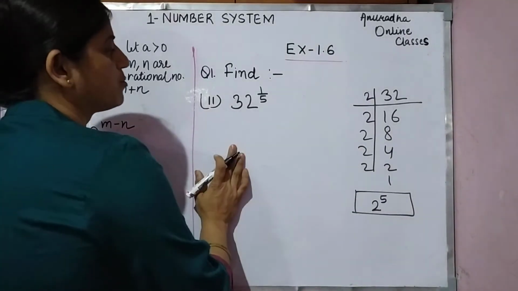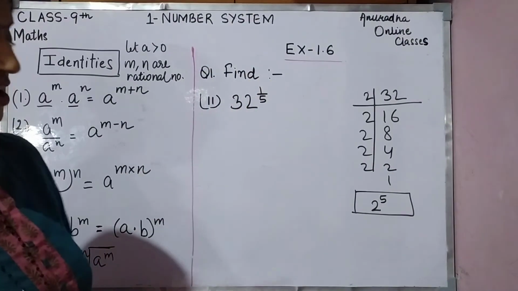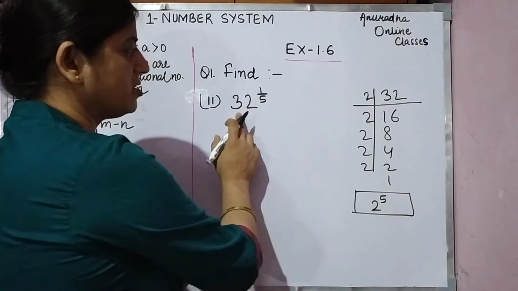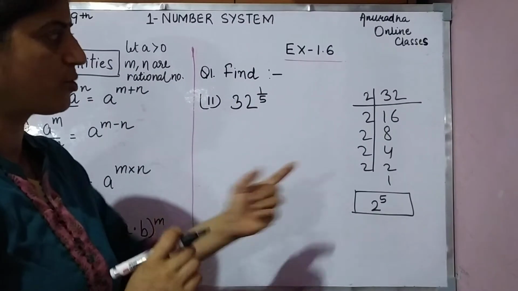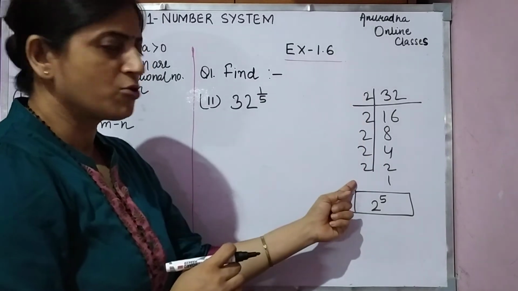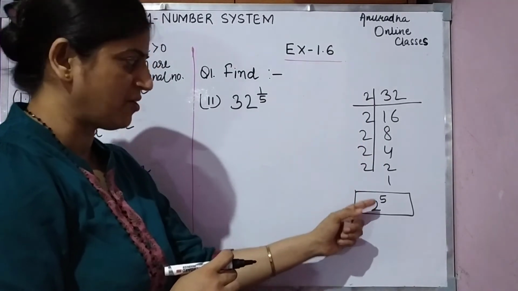Okay children, let's come to the second part. This is 32 to the power 1/5. Now, 32 का हमें LCM, इसको सिंप्लीफाई करेंगे. बेस हम प्राइम फैक्टर लेके आएंगे. Okay, so हमने इसको किया, LCM निकाला. It is what? 5 times 2. So 2 to the power 5.